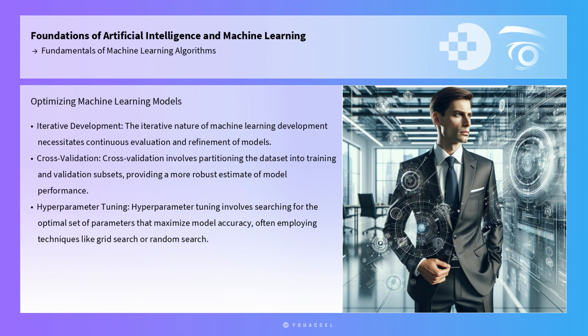The iterative nature of machine learning development necessitates continuous evaluation and refinement of models. Techniques such as cross-validation and hyperparameter tuning are essential for optimizing model performance and mitigating overfitting. Cross-validation, which involves partitioning the dataset into training and validation subsets, provides a more robust estimate of model performance, ensuring that it generalizes well to unseen data. Hyperparameter tuning, on the other hand, involves searching for the optimal set of parameters that maximize model accuracy, often employing techniques like grid search or random search.